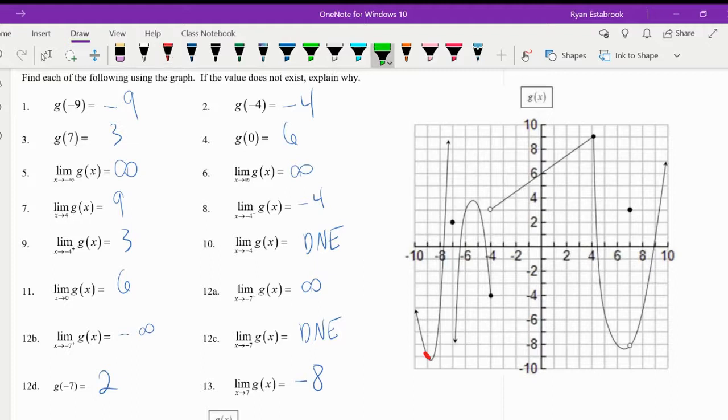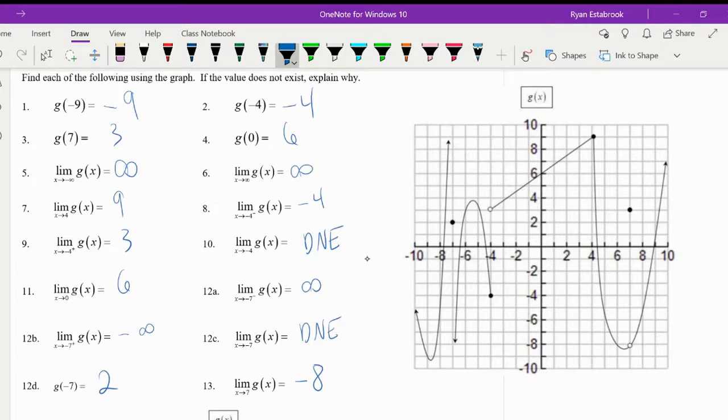I have two options. There is this green, and then there is this turquoise. However, the turquoise one doesn't exist. There's a hole in the graph for a y value when x is negative 4. The y value is negative 4 also. Number three, g of 7.